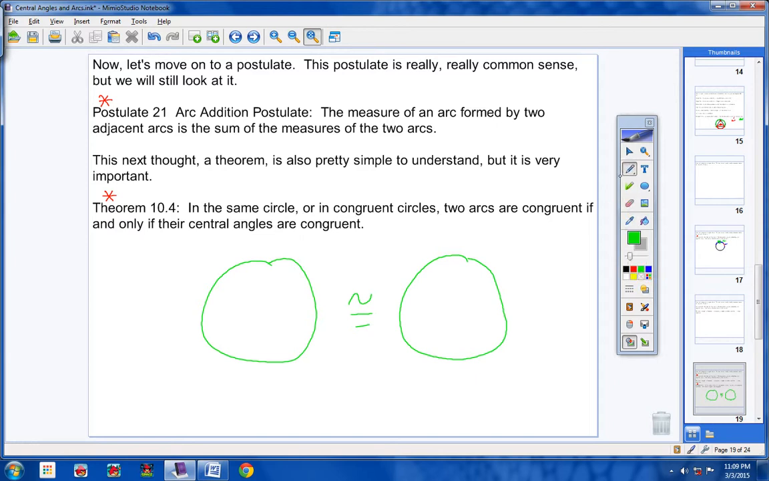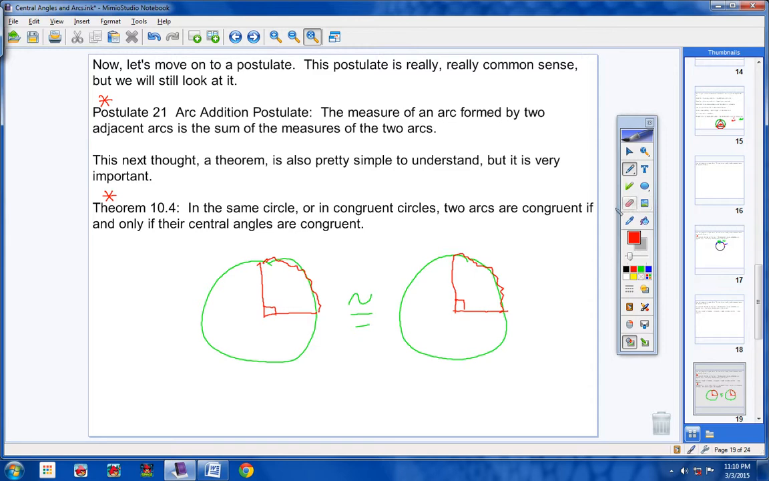If I have a central angle here that is 90 degrees, and a central angle here that's 90 degrees, then I know for sure that this arc here is congruent to this arc here. Or you can say it the other way. If I know this arc here is congruent to this arc here, then I know this angle is congruent to this angle. Now to me, that's pretty simple to understand, and it's pretty much common sense, to be honest with you. But I still want to go over this.